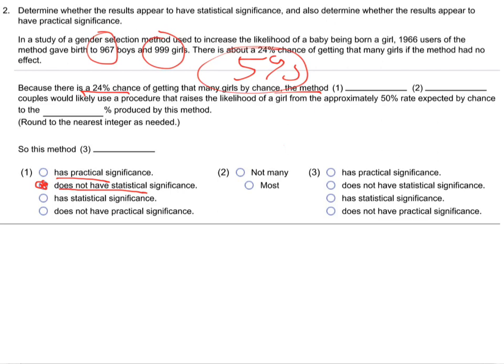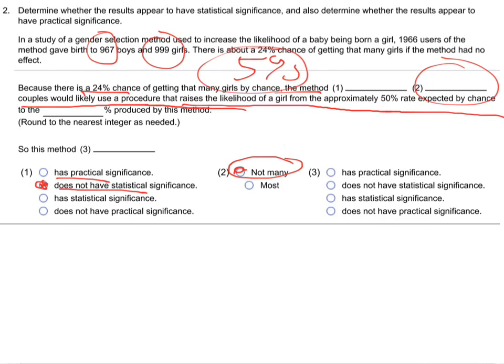How about the next part? Not many couples would likely use a procedure that raises the likelihood of a girl from the approximately 50% rate to what percent by this method? How'd you guys come up with that?